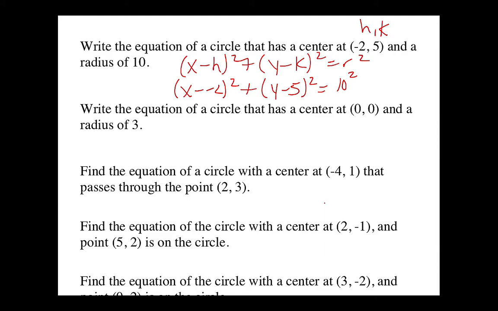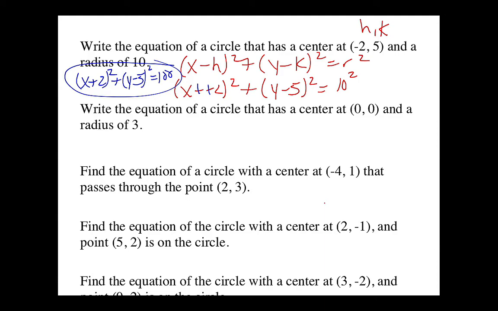We can clean that up a little bit. We're not actually going to multiply this out, but a negative times a negative would be a positive, so it's going to be (x + 2)^2 + (y - 5)^2 is fine, but 10 squared is 100. So here, very quickly, is the equation of that circle.